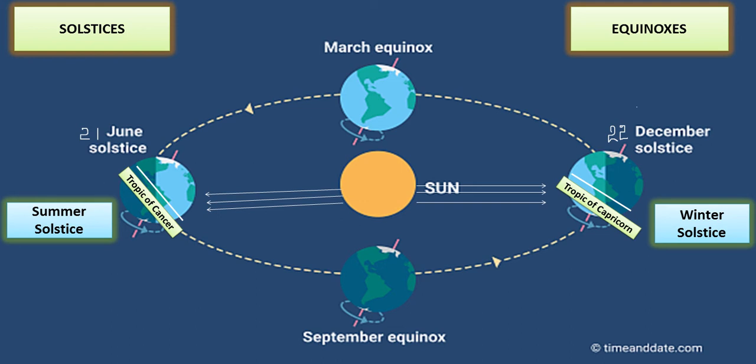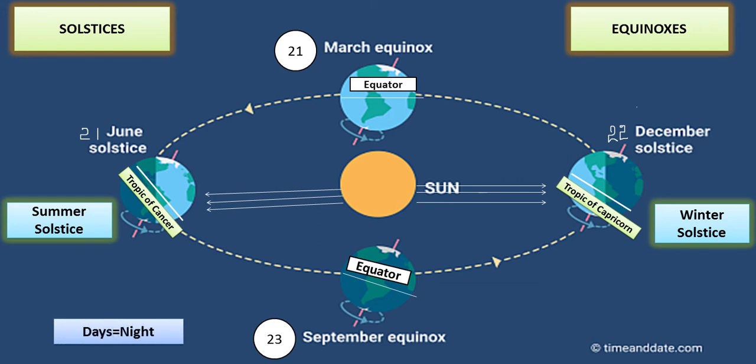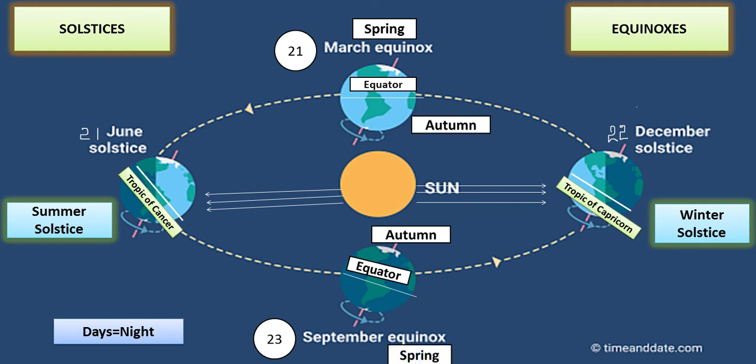Equinoxes. On 2 days in a year, the sun shines vertically over the equator. These days are 21st March and 23rd September. At the equinoxes, the days and nights are of equal length throughout the world. On March 21st, it is spring in the northern hemisphere, and on September 23rd, it is autumn in the northern hemisphere. The position is reversed in the southern hemisphere.